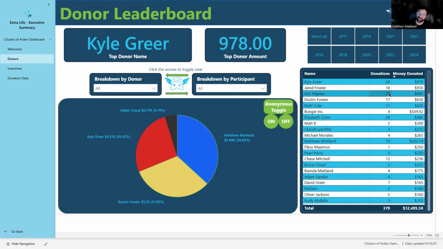Lori Haynes, that's Dustin Fowler's main squeeze here. 30 donations with $641, 17 donations coming straight from Dustin Fowler for 630. And then down here we've got Matt Culp with 11 different donations over the years for $605. Matt is actually my top donor.